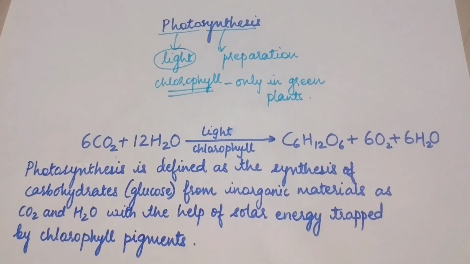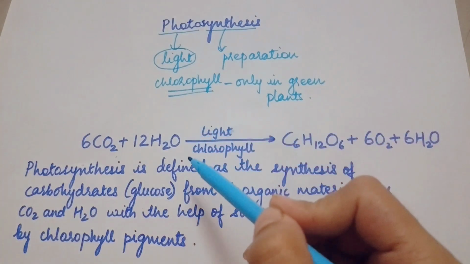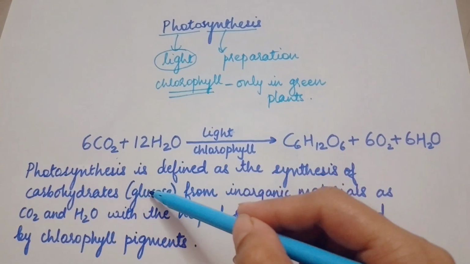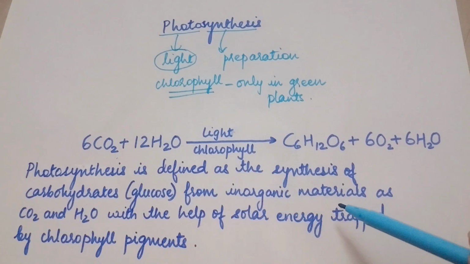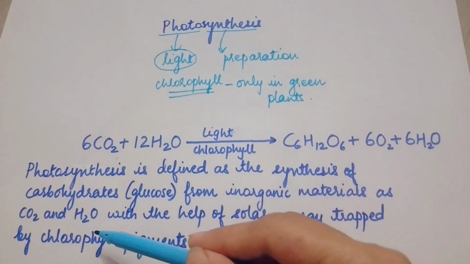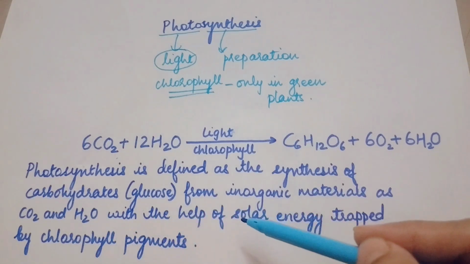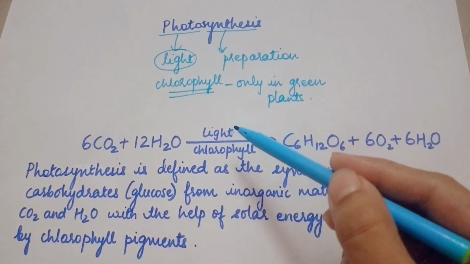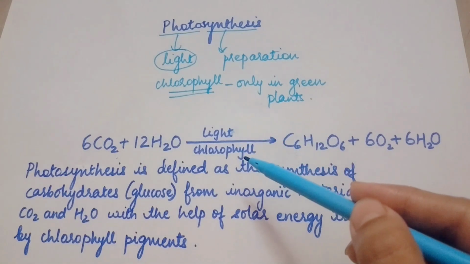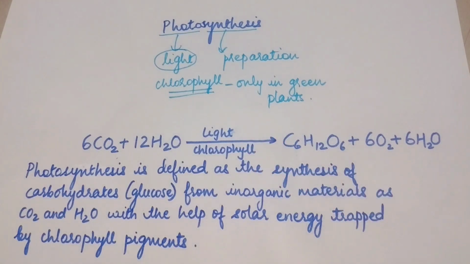So I hope the definition of photosynthesis is clear. So photosynthesis is defined as synthesis of carbohydrates, that is glucose, from inorganic materials. What did you give to the plants? You gave CO2 and H2O. So from H2O and CO2 with the help of solar energy, that is light, which was trapped by chlorophyll pigment. So this was about the definition of photosynthesis. Now let's move on to the structure of chloroplast.